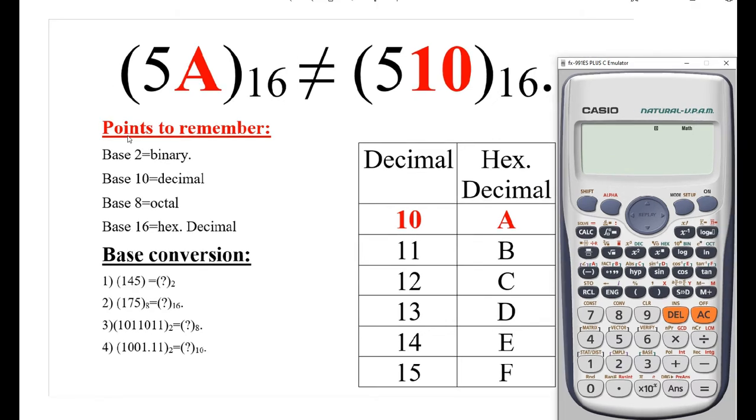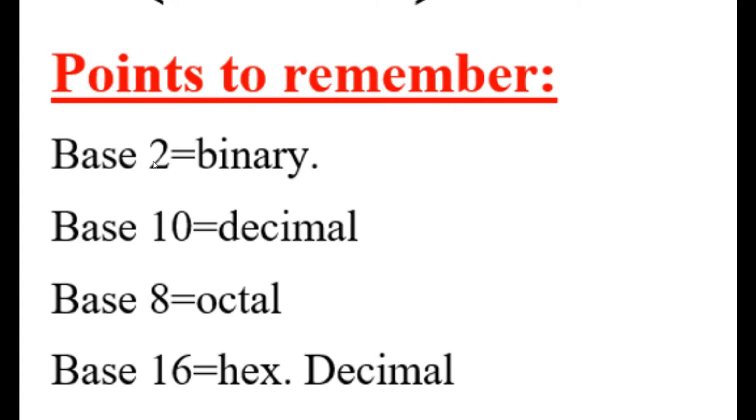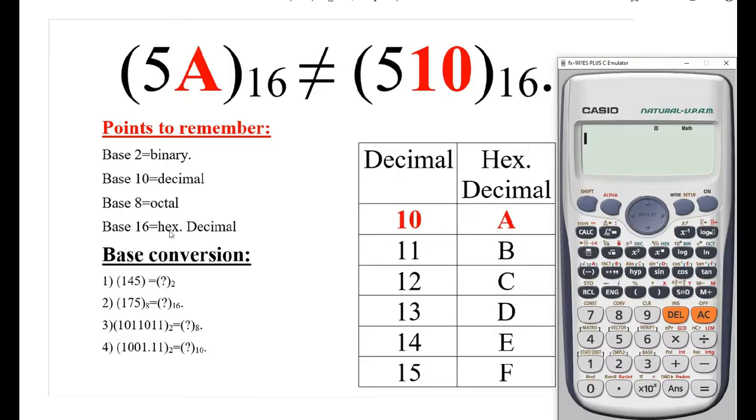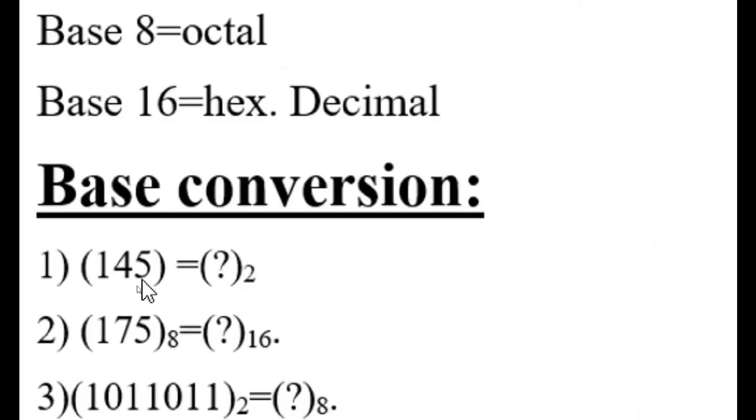First of all, let's talk about some points to remember while doing the base conversion in the calculator. Please remember, base 2 means binary, base 10 means the decimal, base 8 means octal, base 16 means hexadecimal. And let's do one example. Let's convert this number 145, which is in the decimal base. Here the base is not written anything, so we have to understand this base is decimal base.